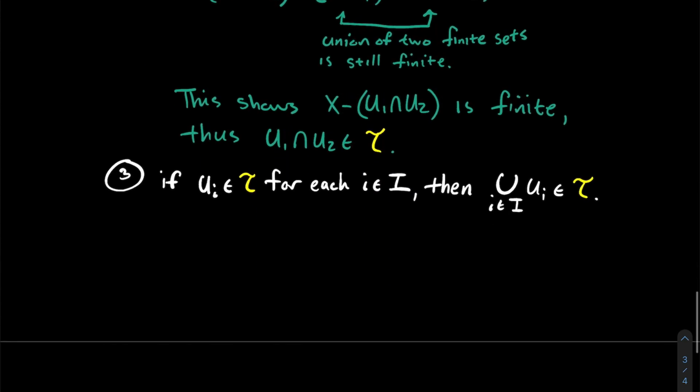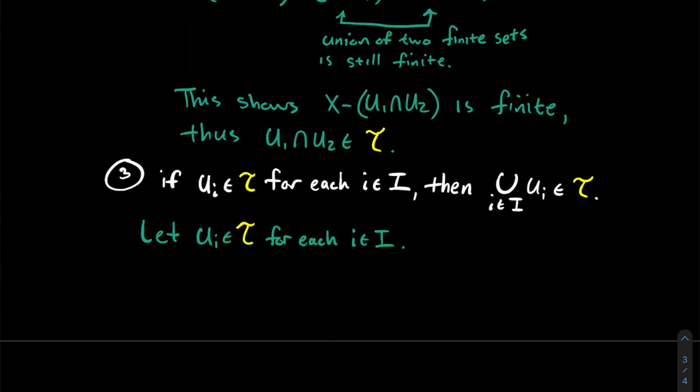Last thing we've got to do: if you had any collection of subsets of T, so U_i is in T for each i in some index set I, what I need to show you is that the union of all those U_i is also in T. So let's start off. Let U_i be in T for each i in the index set I. Same kind of thing. Now we need to think about what that means. What is something that I could write down to start manipulating?